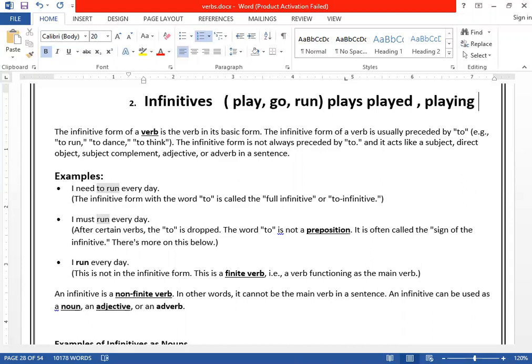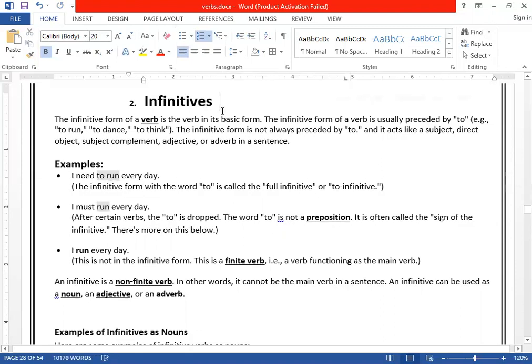Infinitive is the basic form of the verb. What is an infinitive? It is the basic form of the verb, clear? And usually, not always, what did I say? Usually, infinitive is preceded by to. It is preceded by what? By to. For example, if I say to play, so to play is called what? We call it infinitive.